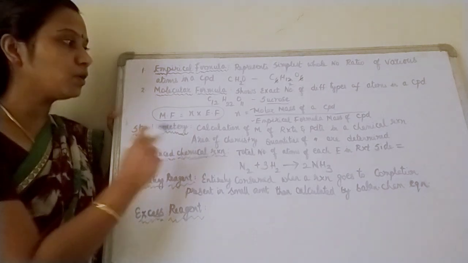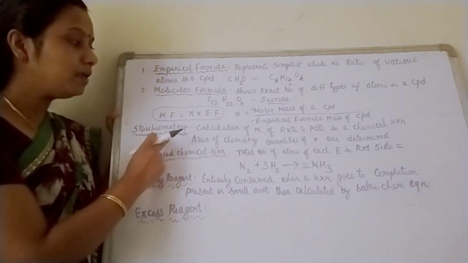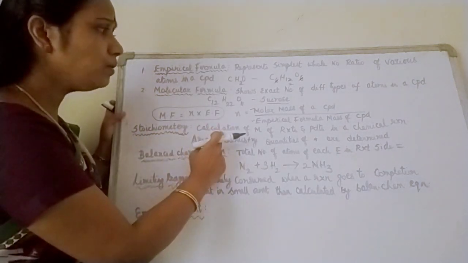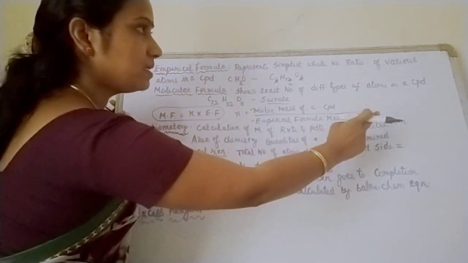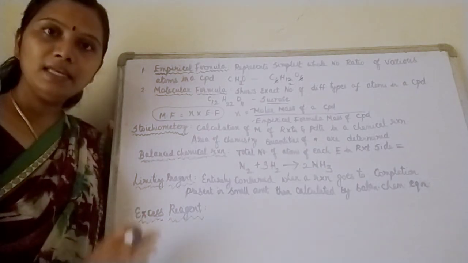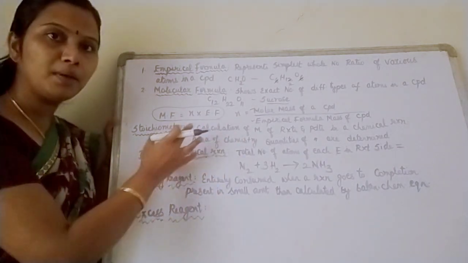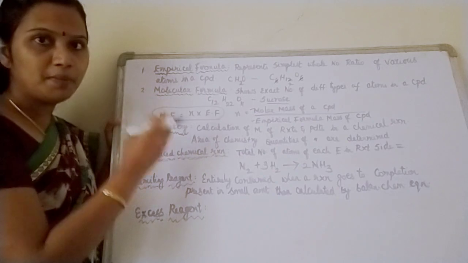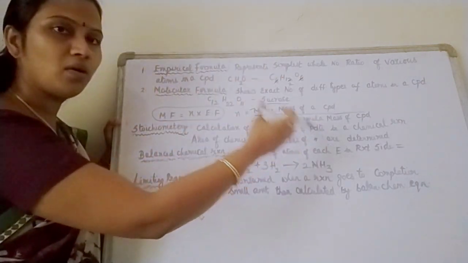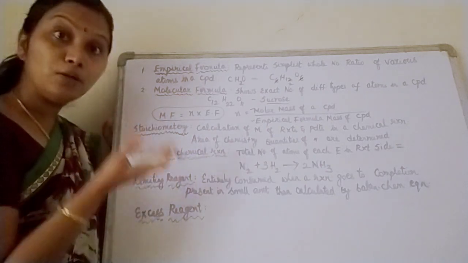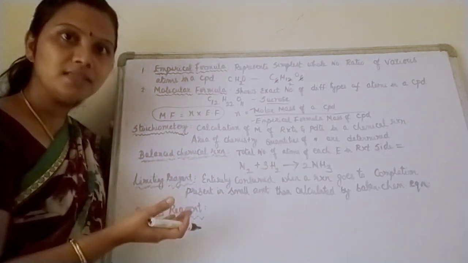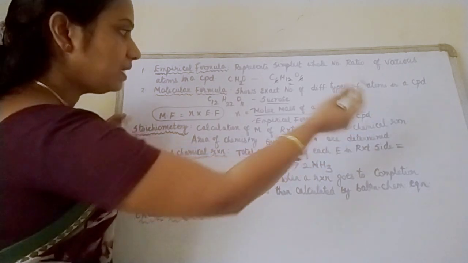What does the term stoichiometry indicate? Stoichiometry is used for calculating the mass of reactants and products present in a chemical reaction. So in any chemical reaction, we have certain number of reagents which will be present in the left hand side and certain number of products which will be present in the right hand side. So my stoichiometry indicates calculating the mass of reactants and products present in a chemical reaction.